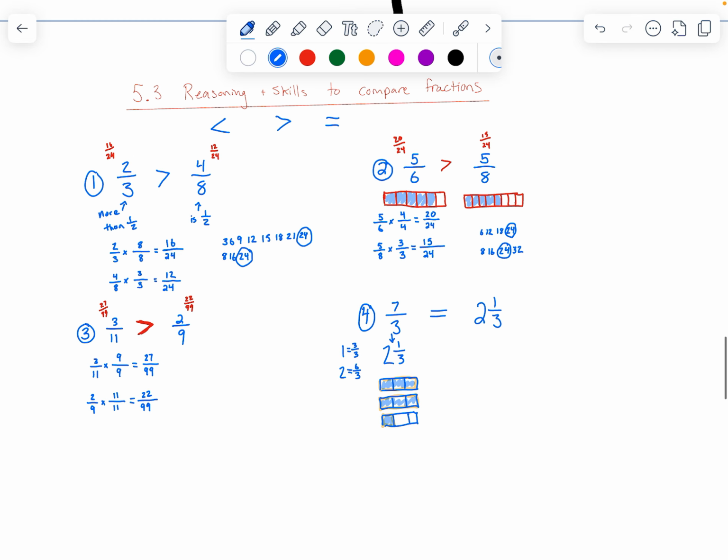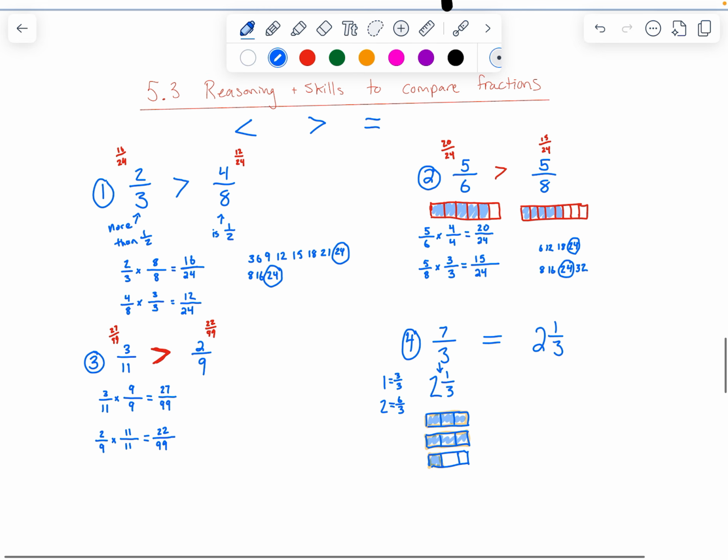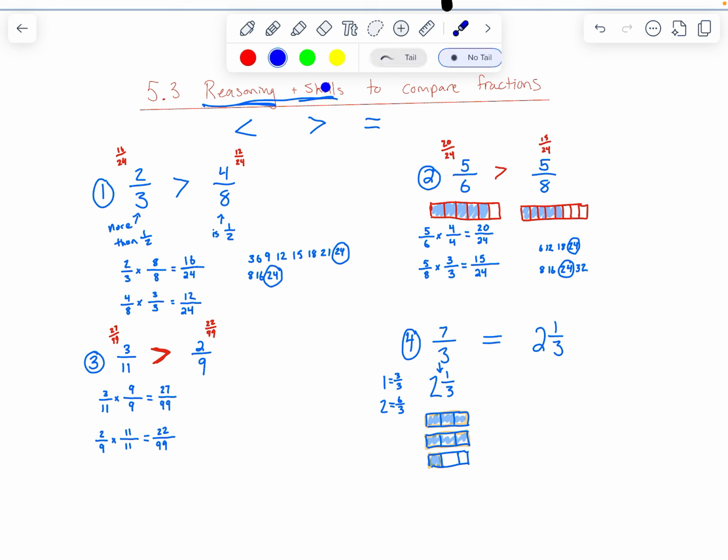So what I hope you noticed is that the skill part of reasoning out fractions is understanding how to multiply by a whole to get equivalent fractions. Okay, that's the skill part. There is also the reasoning part. Like here we used a benchmark. We said, well, this is a half, this is more than a half, so this must be more. For here we used a common numerator. We have 5 pieces shaded in each, but 6ths are bigger than 8ths, so 5 of the 6ths is going to be more than 5 of the 8ths.